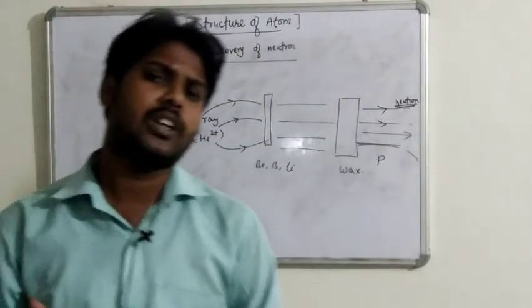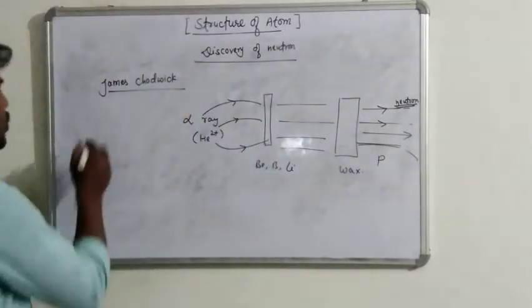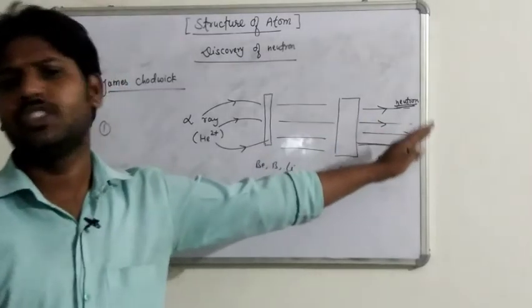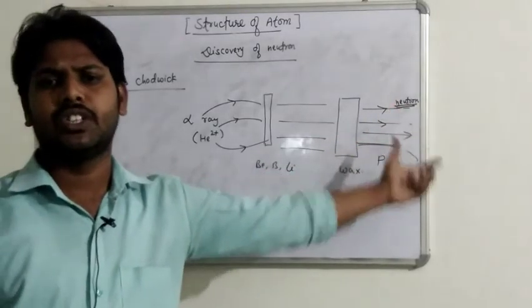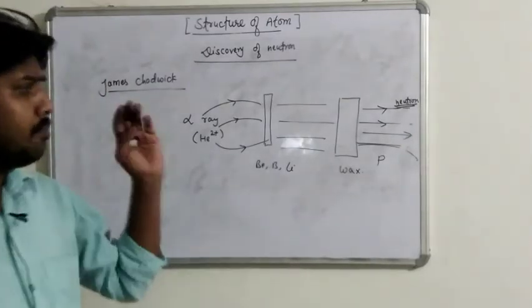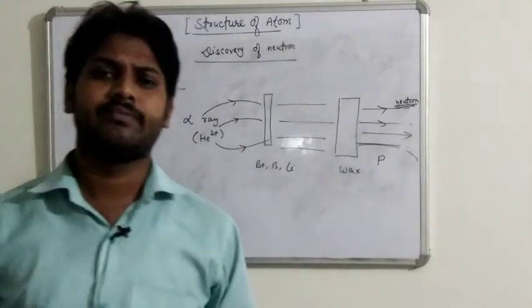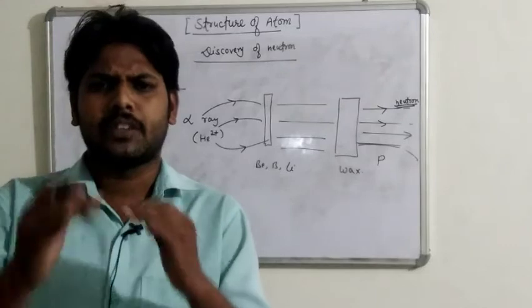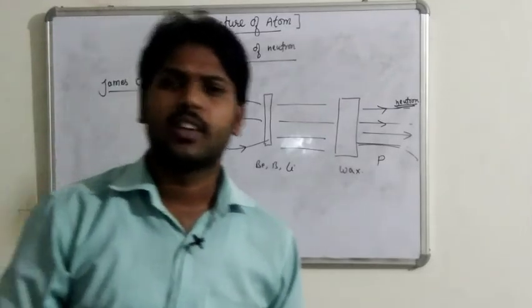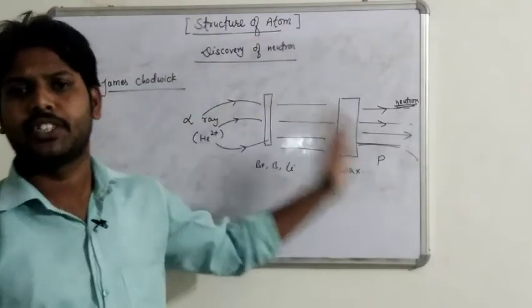Clear, students? Neutron is the third particle of the atom, which is neutral. It means it contains neither positive charge nor negative charge. So neutron is the particle which does not contain any charge, and the mass of neutron is slightly heavier than proton. Clear, children? So this way the neutron was discovered.